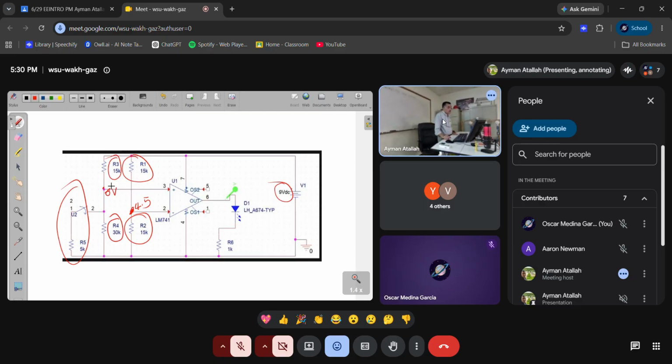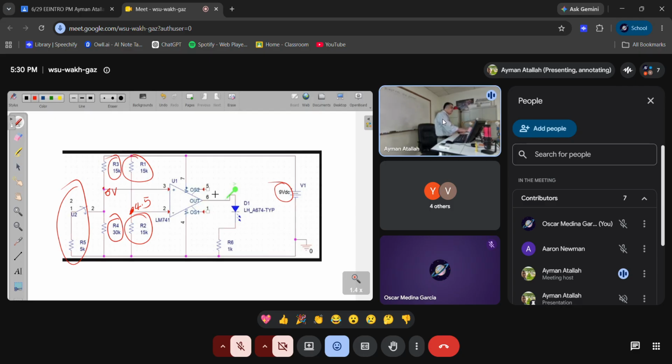Okay. So what will happen now? I have 4.5 and 6 here. What would be the output? This is higher than this. At the negative input, I have a higher voltage than at the positive input, so the output will be low... I mean, I have here high voltage.